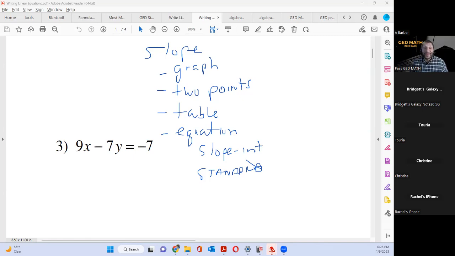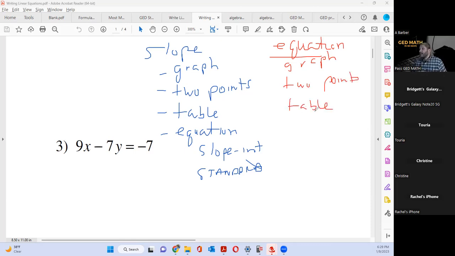But guess what? They're also going to ask how to find an equation, from a graph, from 2 points, from a table, and then find an equation of a parallel or perpendicular line. So let's look at this. 1, 2, 3, 4, 5, 6, 7. I guarantee you linear equations will be 7 problems on your exam, between 7 and 10 problems.